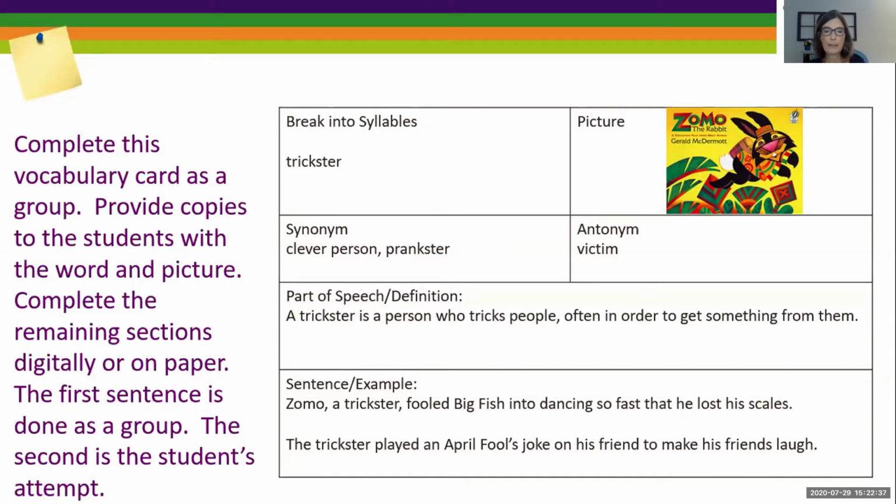In terms of the sentence examples, the first sentence is one that the teacher has written, but for the second sentence you're asking them to write their own sentence using that vocabulary word, so that you see if they're demonstrating understanding. And remember how Hattie talks about making learning visible. By something they write, you're going to see whether their thinking is where you want it to be.